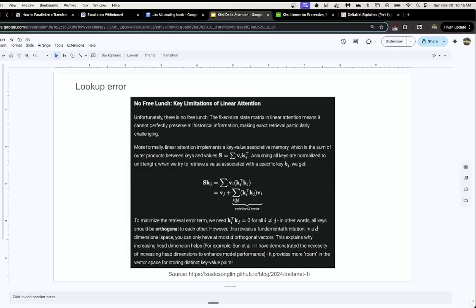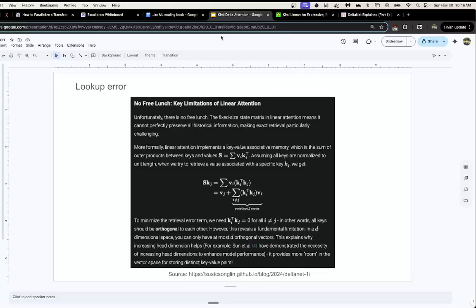metric. And then for the rest, where I does not equal J, like other tokens, we will have some amount of lookup error, right? Where K I transpose and K J, this inner product here, will be some non-zero value. Ideally, they should be zero, right? We should get zero lookup error and only map to exactly V of J. But in practice, of course, that's not going to be true. This will only be true, as I mentioned here, if all these keys are orthogonal, which is, as they say here, a fundamental limitation. In a d-dimensional space, you can only have at most d orthogonal vectors. So there'll be some amount of retrieval error.